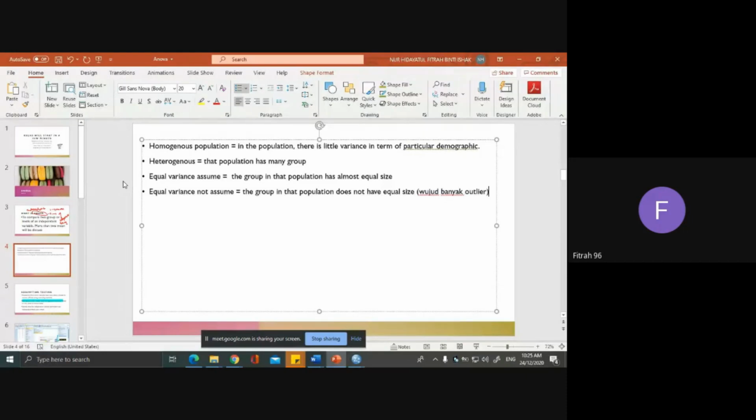So this person has a lot of outliers, because the average should be around 150 to 170. The average should be 150 and 170. The one that is outside that range is what we call outliers. And if there are too many outliers, then we have to do equal variance not assumed calculation, because there is no equal size among the participants.